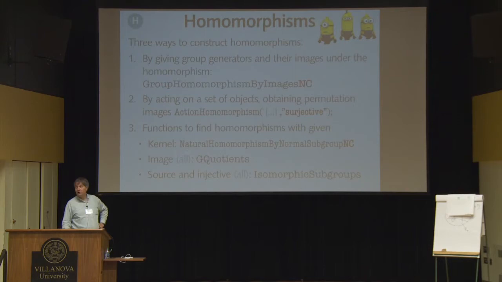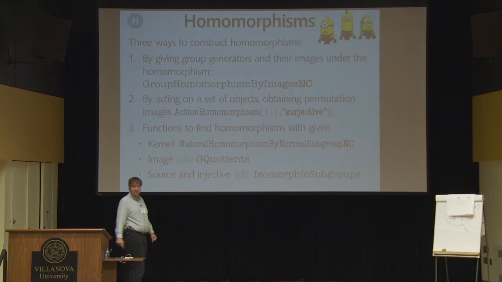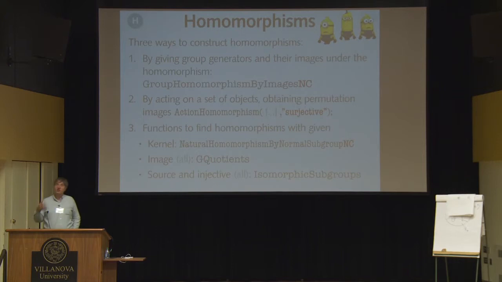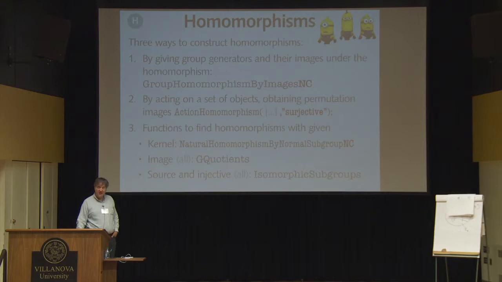And then there are some functions which find homomorphisms. Find all homomorphisms with a given kernel. Well, that's finding a homomorphism which gives me a factor group. So this is NaturalHomomorphismByNormalSubgroup. There is a function which finds all homomorphisms with a given image, modulo equivalence being having the same kernel. That is called GQuotients. And I mentioned already IsomorphicSubgroups, that finds all monomorphisms which have images of a particular isomorphism type. These two searches can take a while, but again, in some cases, this is actually better than having to do it by hand. And I think they're pretty powerful functions to have.